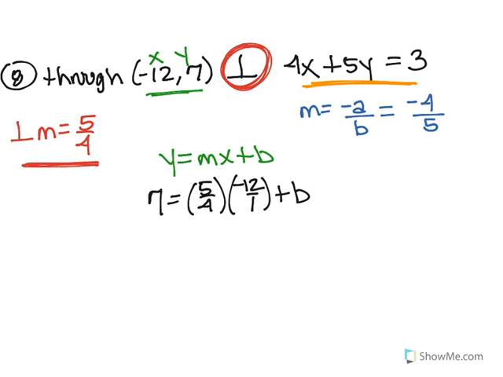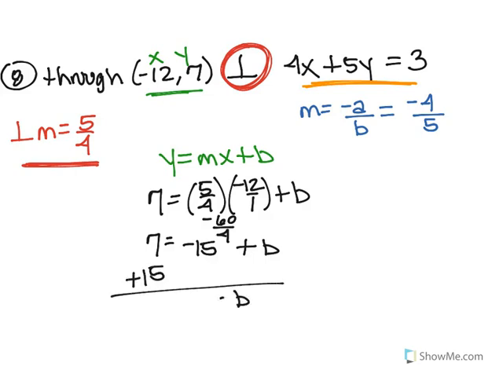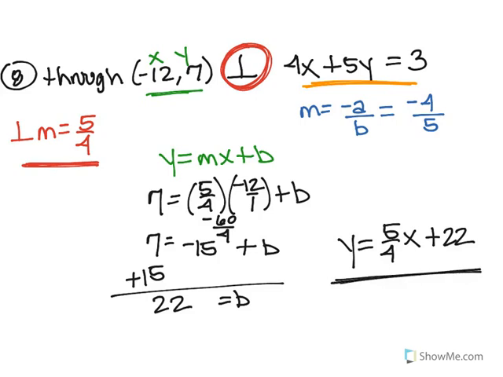So we're going to multiply, and you can type that fraction in, but this would give us a -60 over 4, which reduces to a -15. And so to get b by itself, you're going to add 15. And 7 plus 15 is 22. So our equation would be y equals 5 over 4x plus 22. That would be your equation, your answer.